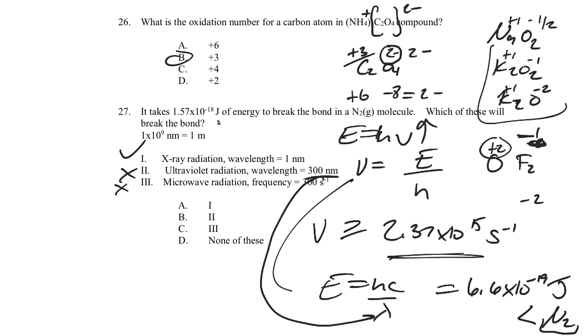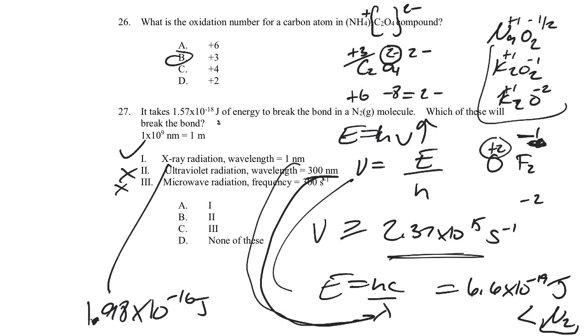Let's calculate that. So the energy here, just dividing by 1 nanometer: 6.626 times 10 to the -34 times 2.998 times 10 to the 8 meters per second, and then divide by 1 nanometer, 1 times 10 to the -9 meters. That's 10 to the -16. So the X-ray radiation corresponds to 1.98 times 10 to the -16 joules, which is of course greater than the energy it takes to break the bond. So 1 works, 2 and 3 don't. So that's the best answer.